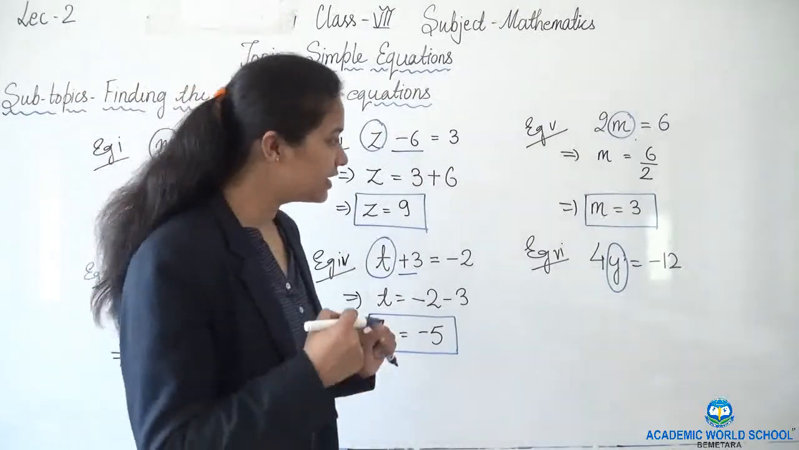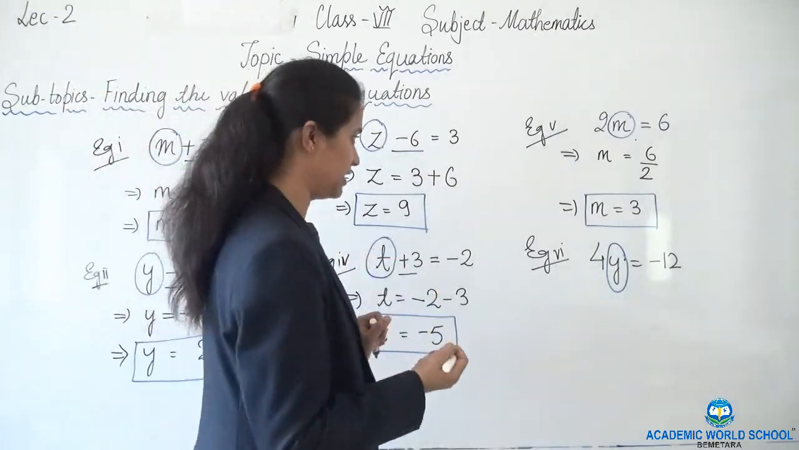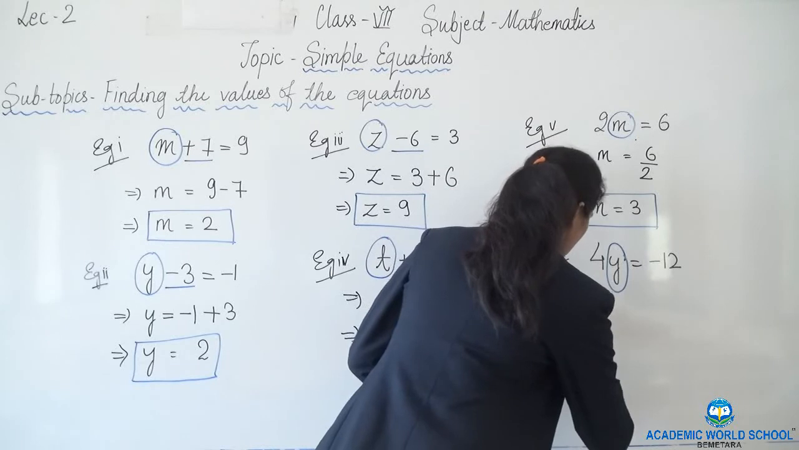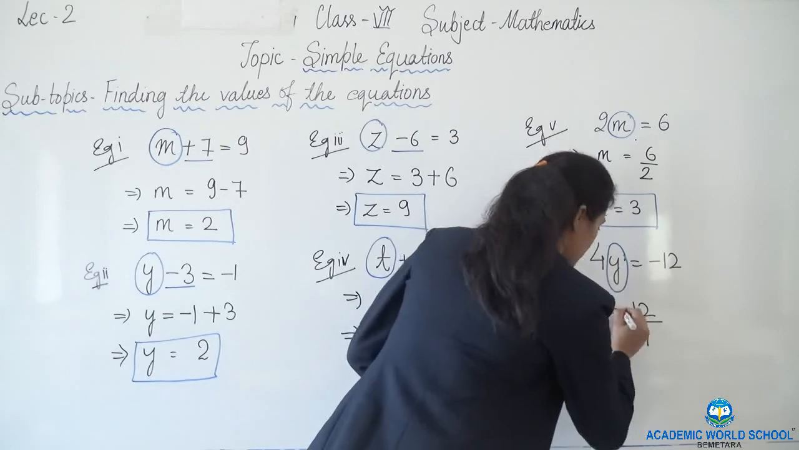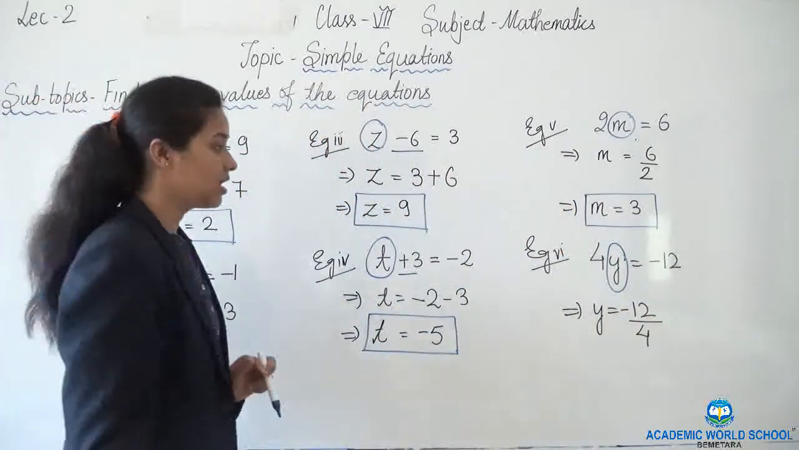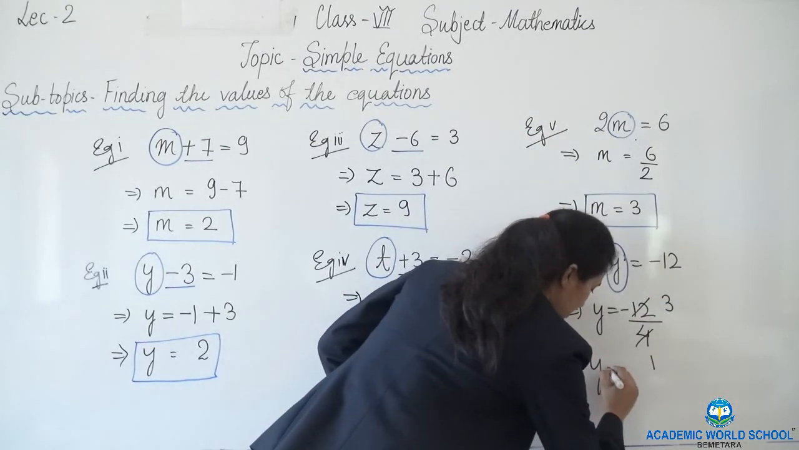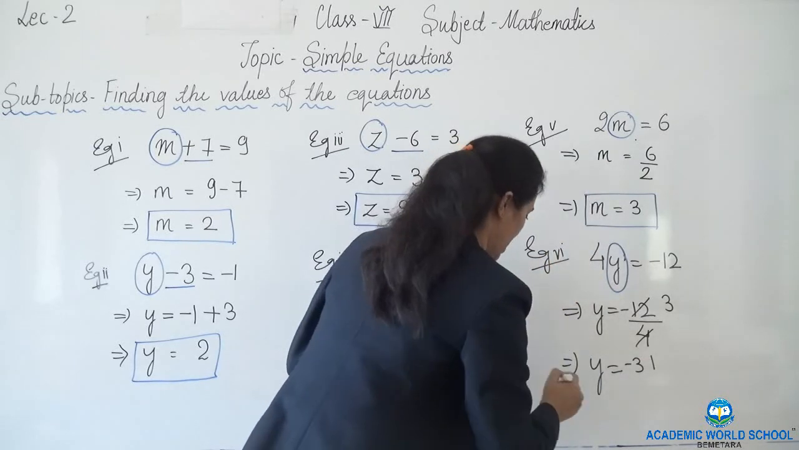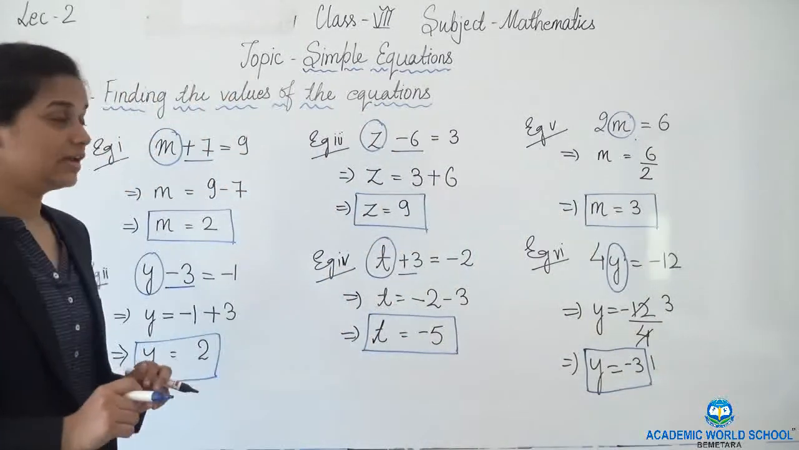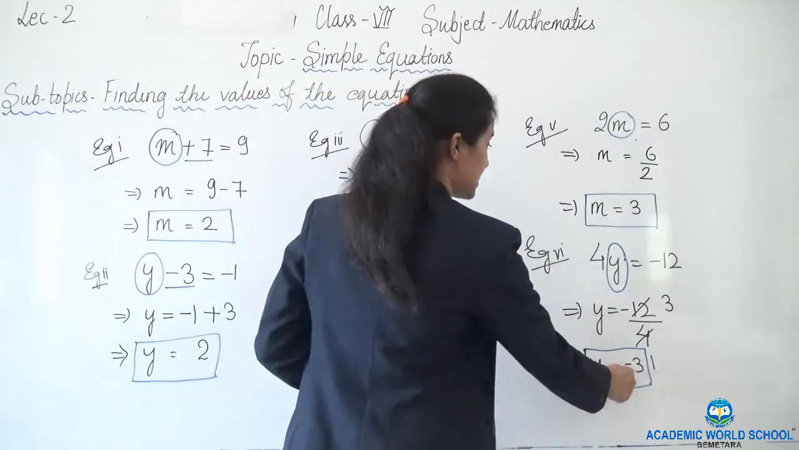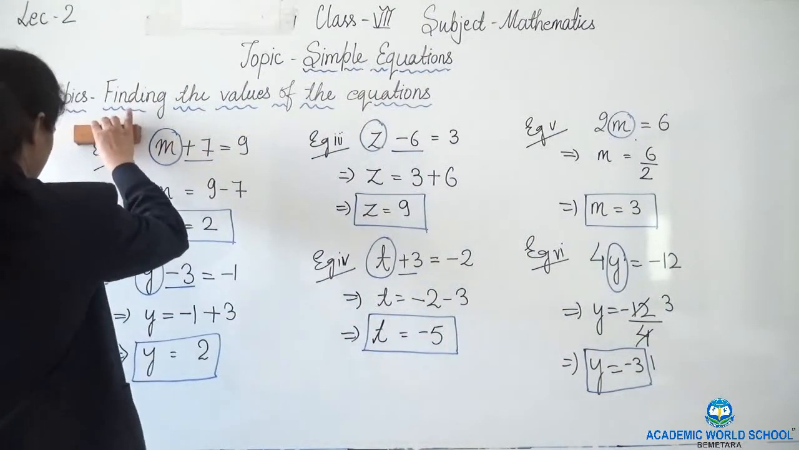So when 4 changes its side, it will be dividing 12. So y equals to minus 12 by 4. 4 into 3 is 12, so my answer here is y equals to minus 3. Students, we need to keep in mind that when we solve an equation, these signs also matter a lot. We can't ignore the signs.